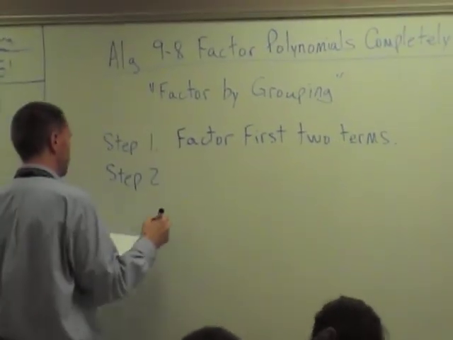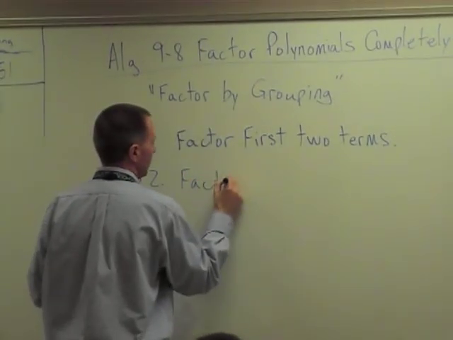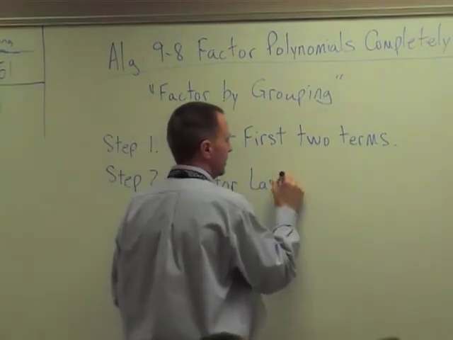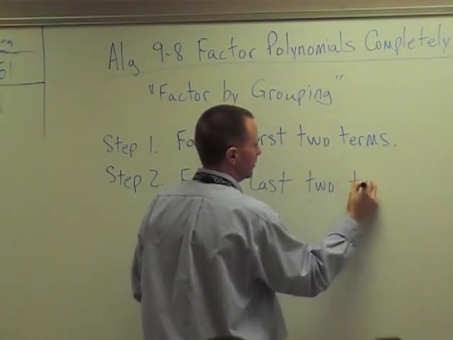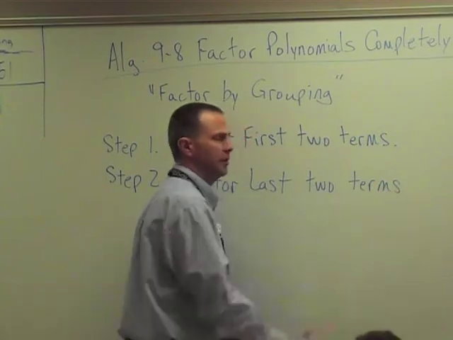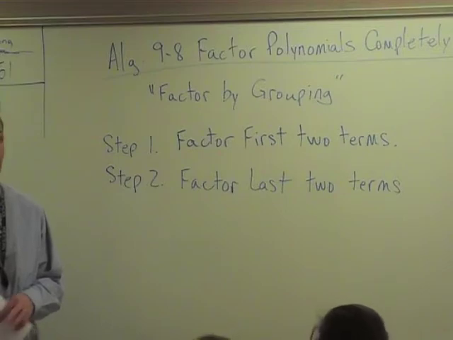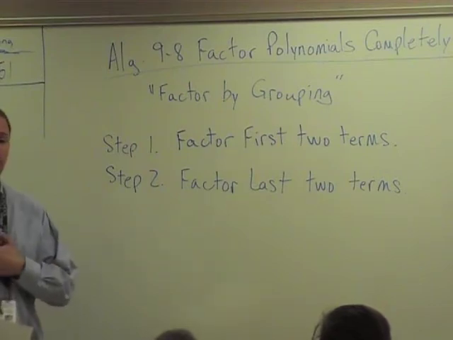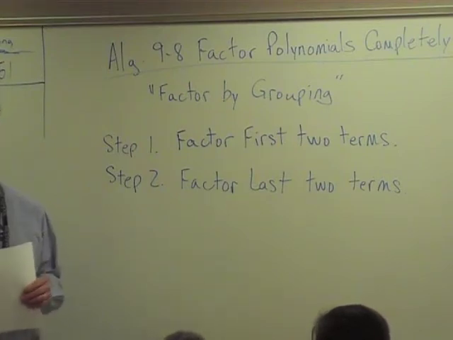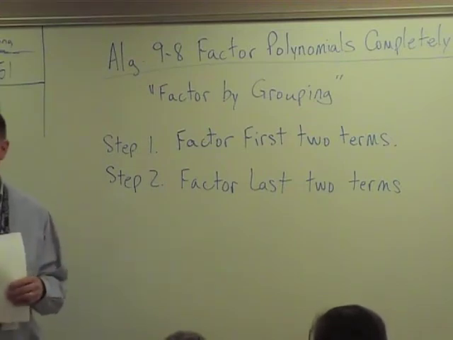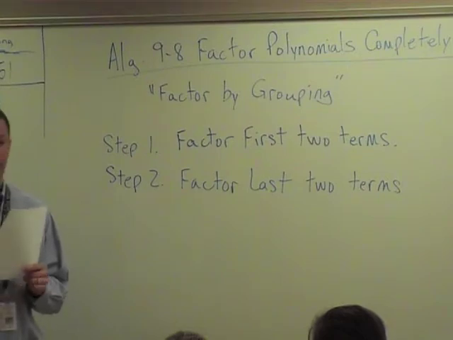Step 2. Factor last two terms. How many terms are there? 4. 4 terms. Have you done anything with 4 terms? No. Yes. So you've not been given 4 terms and been asked to factor it. So when you see 4 terms, this might be what you want to try. Okay, understand?